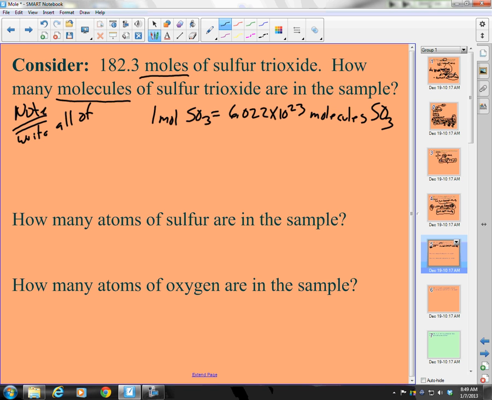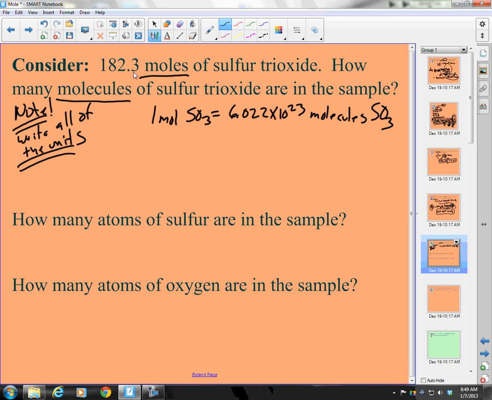Write all of the units. Write them not just in your answer, but as you set up the problem. Write your units all the time. This is key to being able to do these problems well. All right, good. What am I given?